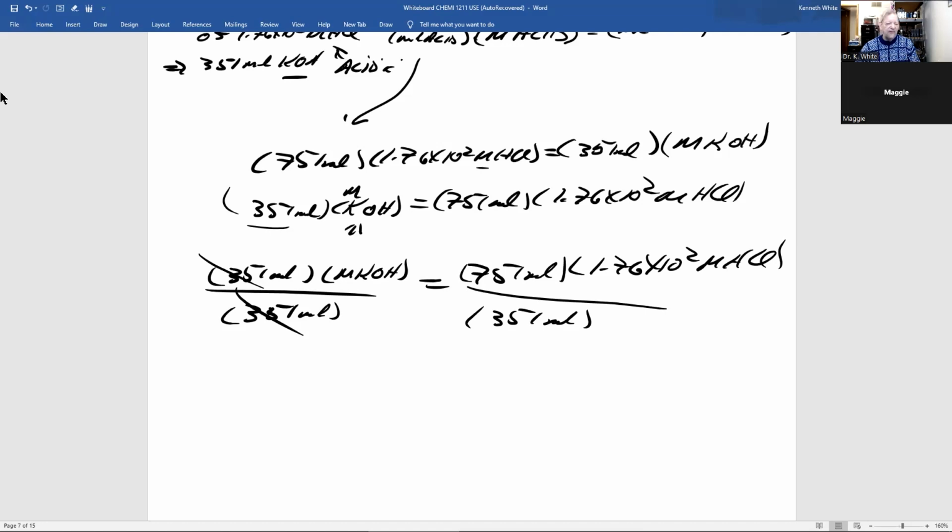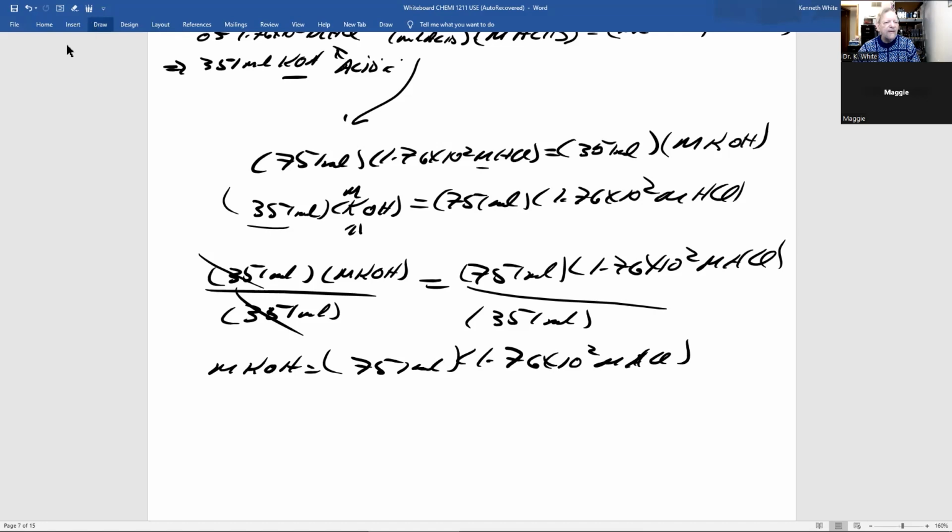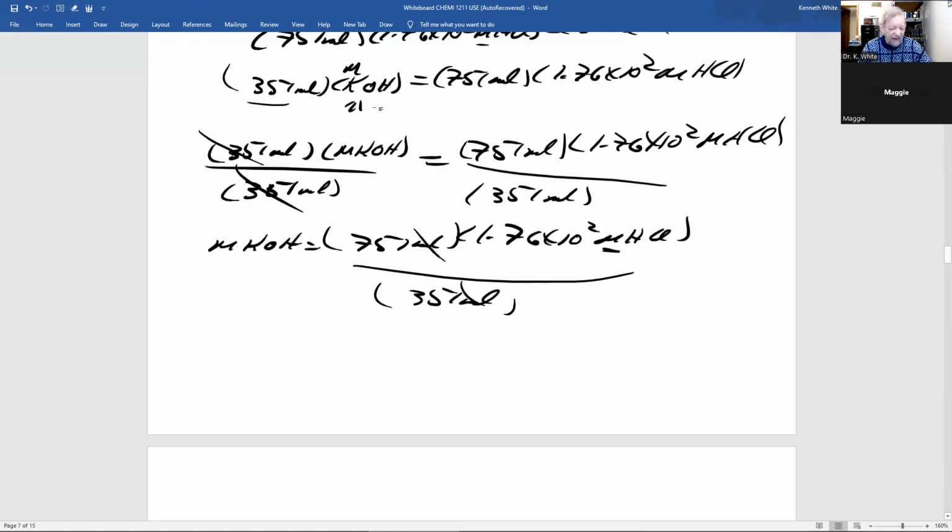This cancels out. So I have the molarity of KOH equals 751 milliliters times the molarity of the HCl, divided by the milliliters of the base, KOH. Milliliters cancel out, I'm left with a molarity. And now I can pick up my calculator, clear it.